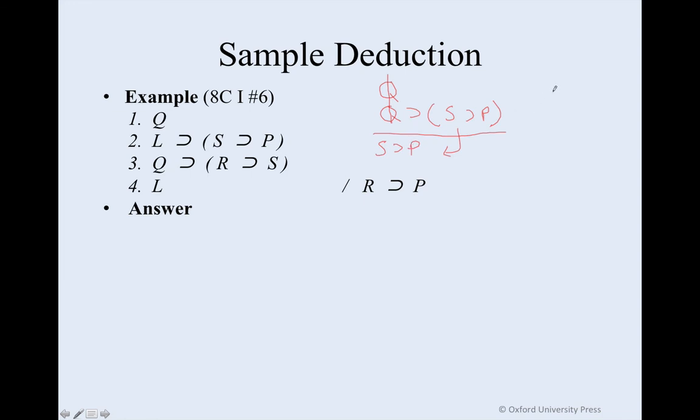right? We affirm the antecedent, we bring down the consequent. And then we have L horseshoe S. Oh, I'm sorry, forgive me. I just wrote this out wrong. I mixed up lines 2 and 3. So it's Q, R horseshoe S. You're probably screaming at your computer when you saw me make this mistake. Good for you.